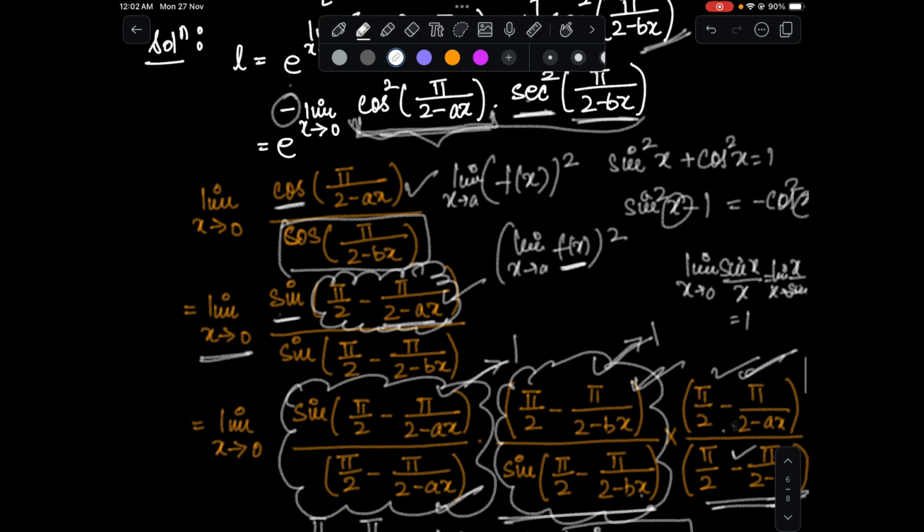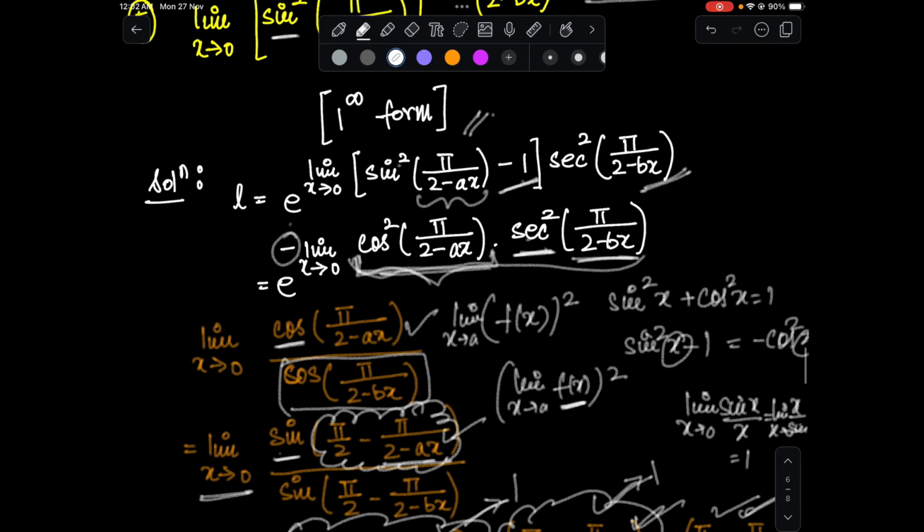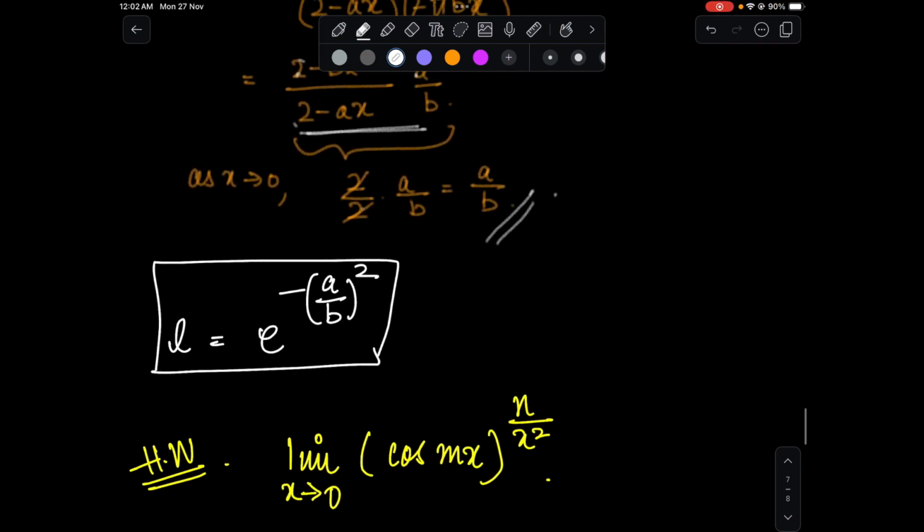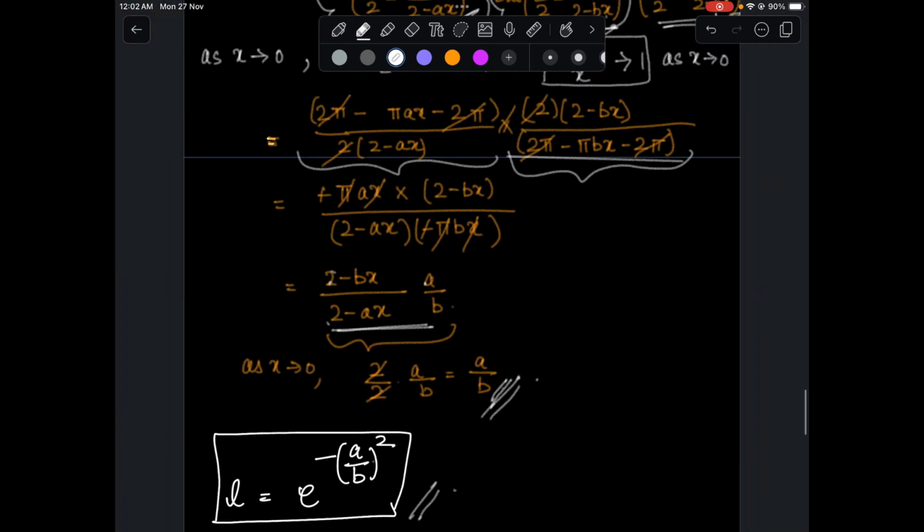Now you remember what I said, you took only cos of this into sec of this. But while taking the limit, you have to do the whole square, and this minus also you need to consider. So it's minus of the square of this term, and e is the base. So this is the final answer. I hope you understood. Let me show you the whole answer.